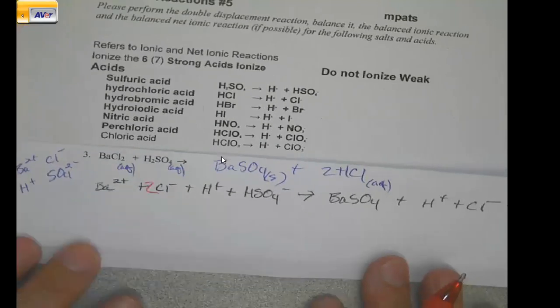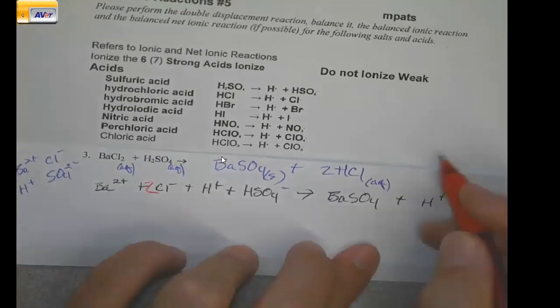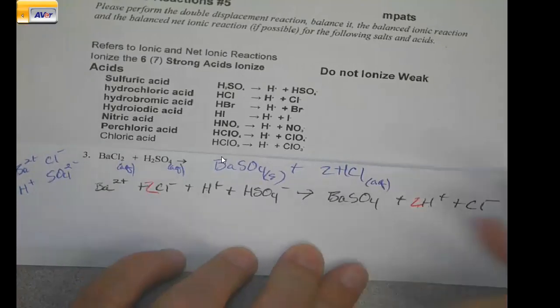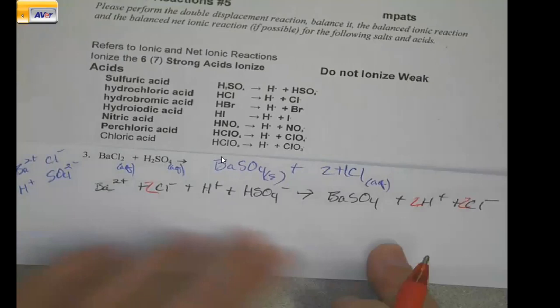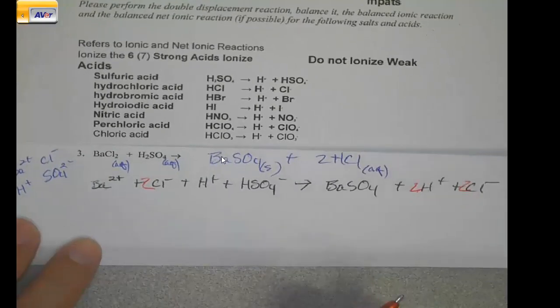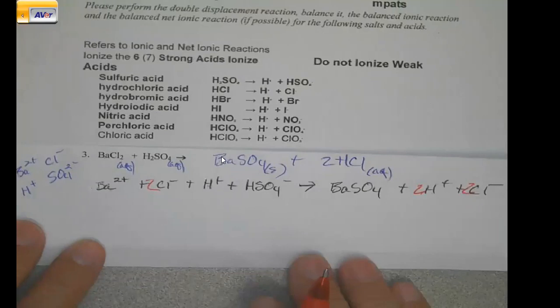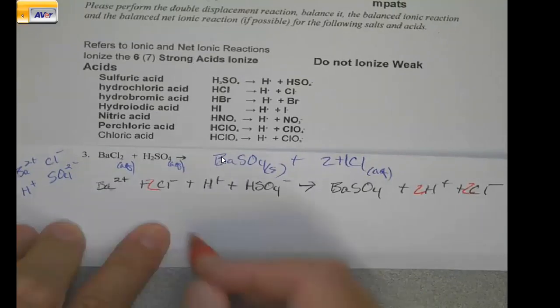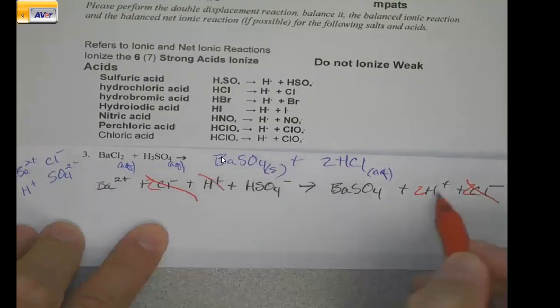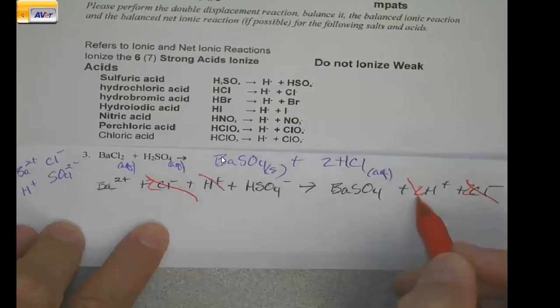Okay, so we have 2 here. And how many Cl's? 2. Good. So do you have any spectator ions you can cancel out? Yes. What are they? The Cl minuses and the H pluses. Okay, we can get rid of 1 H plus. Can't get rid of them both though. So we'll just take out the coefficient.